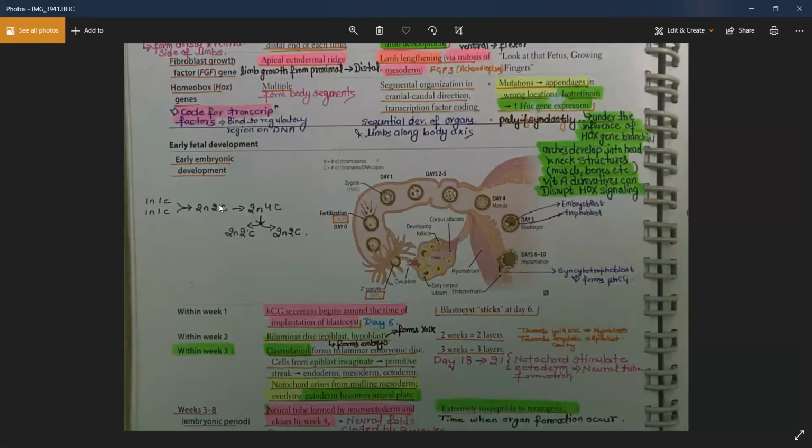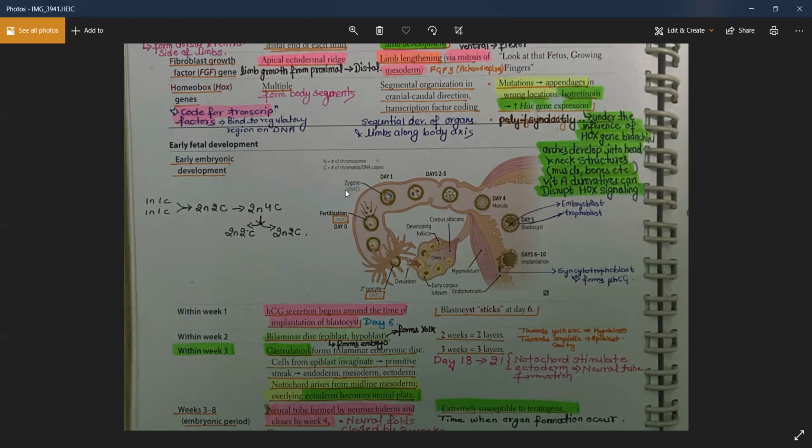Now you have early fetal development. At day 0, you have fusion of male and female gametes. They form the zygote at day 0, and when fertilization occurs, you have 2N and 2C. You have the chromosome number also. These numbers will double, and you have 2 different sets of chromosomes, right? One from male and one from female. Then this zygote divides, and when it divides, you have 2N and 4C. That means 2 different sets, but a total of 4 copies.